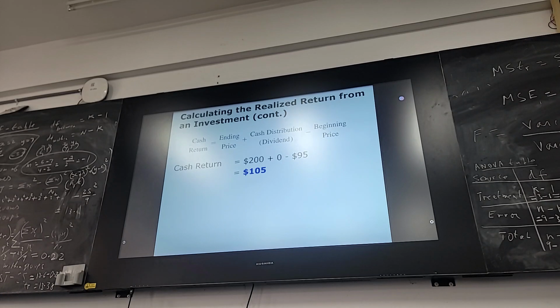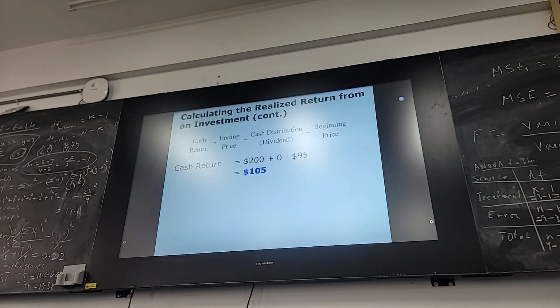Okay, so basic, what is your cash return on any investment? When you make the investment, what do you put out? What is the cost to you? What do you put out up front? We call that the beginning price. That's your upfront money. So you paid $95 per share.